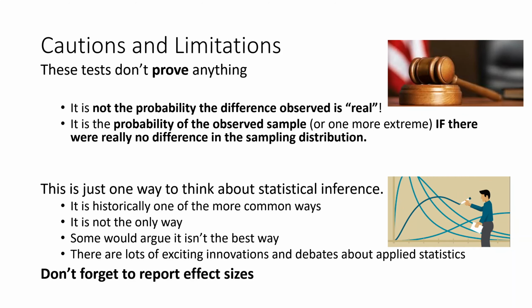Now, there are some cautions you need to be very aware of when doing this type of inference. These tests don't actually prove anything. They're not the probability that the difference observed in our samples is somehow, quote, real. It is the probability that the observed sample we obtained, or one more extreme, would be drawn from a distribution that didn't really have a difference. So if this probability is very small, it would indicate that our samples don't come from this null distribution. It would indicate that they come from some alternative distribution where there really is a difference.